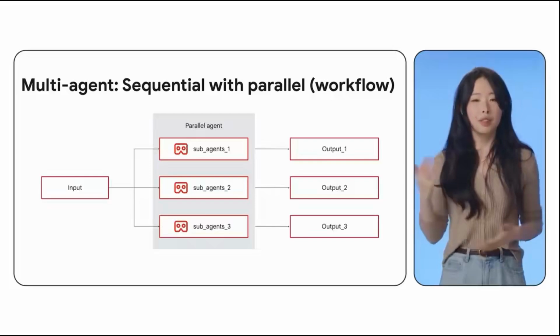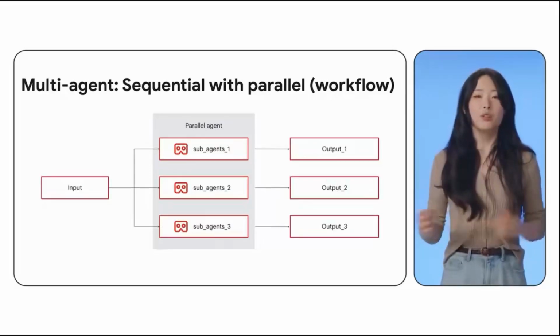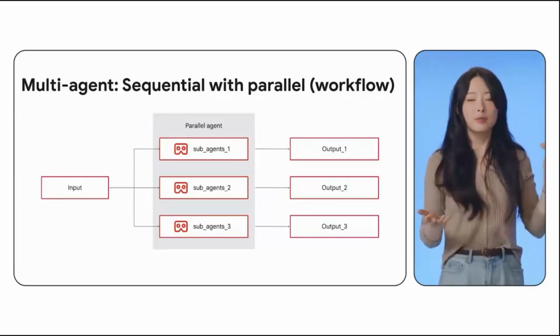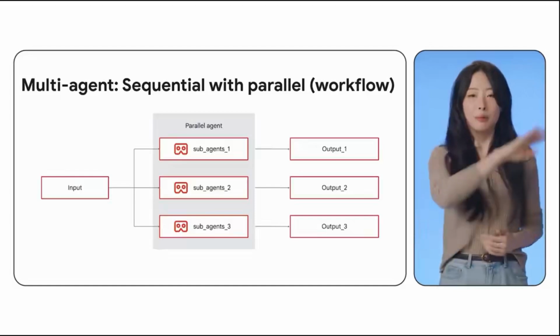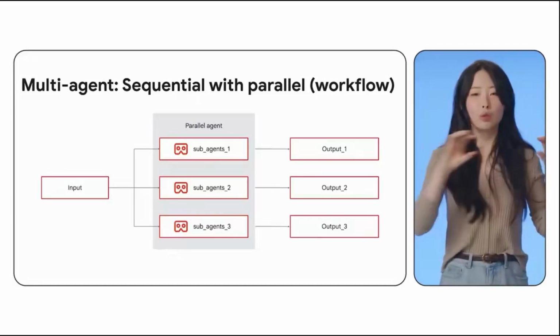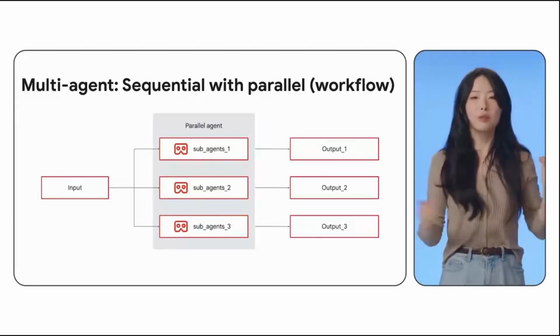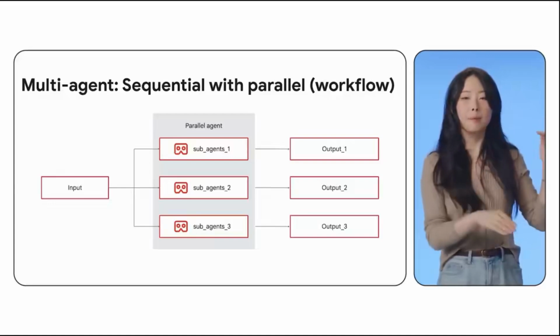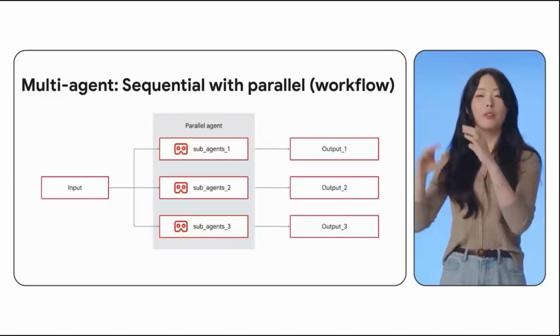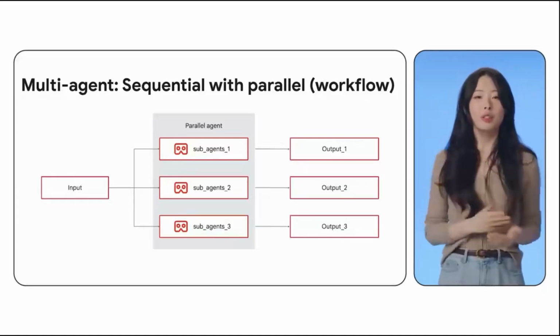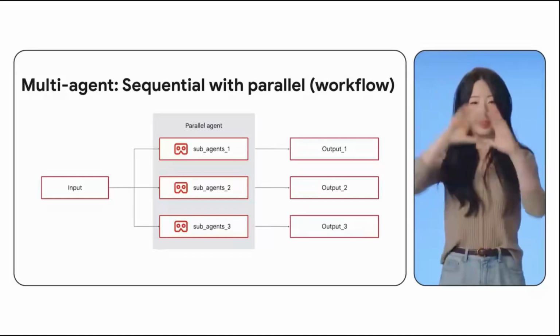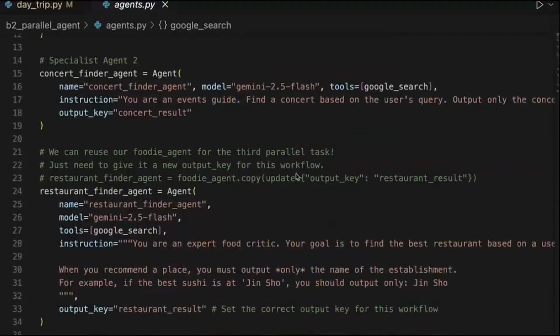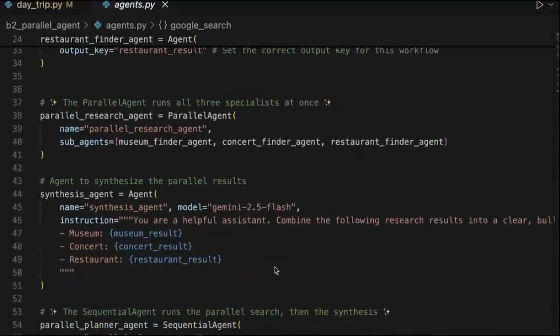Of course, after they all find something, we need to bring these results together. So a common approach is to combine this with a sequential agent. First, we will run the search in parallel. And then second, we will run a final aggregator agent to synthesize all the results into a single trip plan. And here's the agent code on how to put them together.